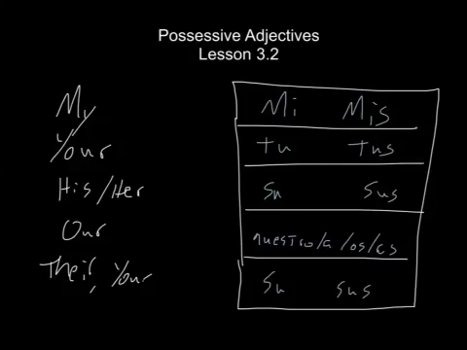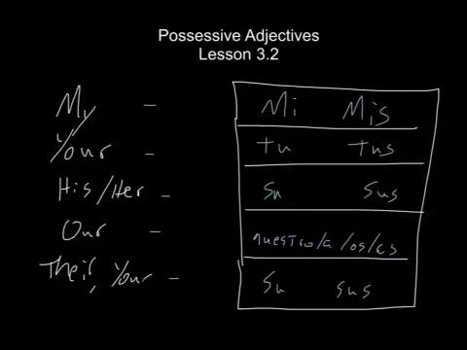So in English, our possessive adjectives are my, your, his or her, our, their, or your. So it is my car, it is your car, it is his car, it is her car, it is our car, or it is their car, or it is your car.